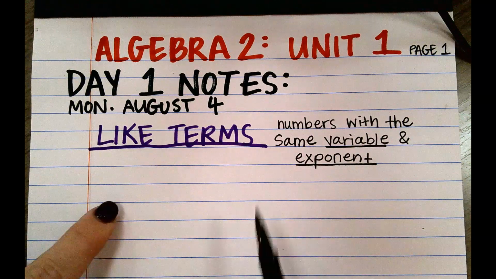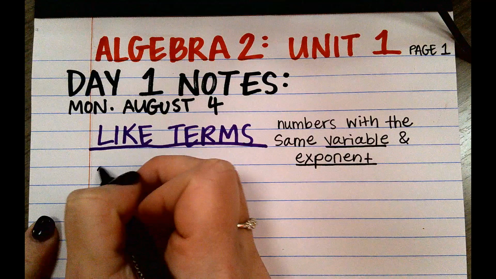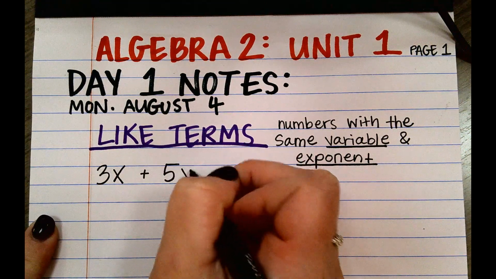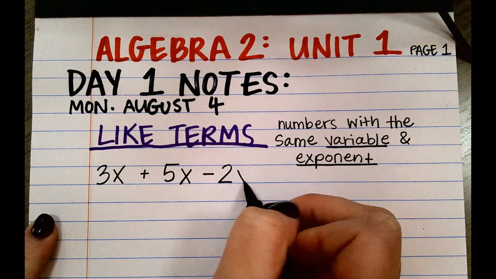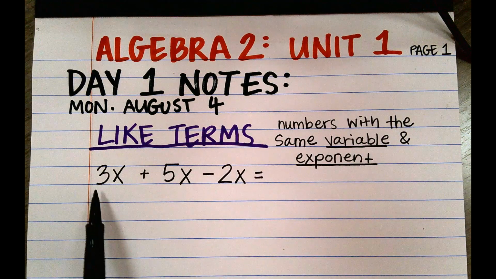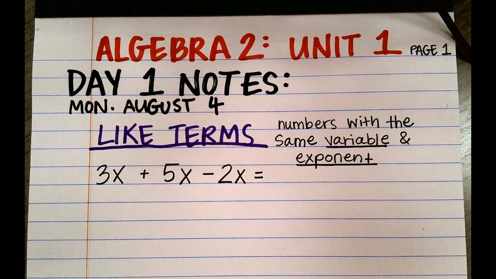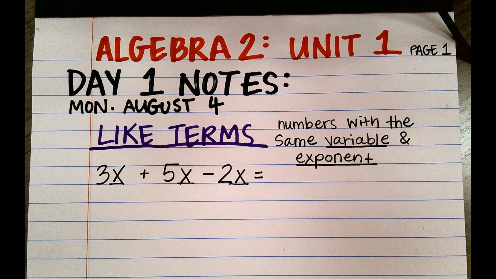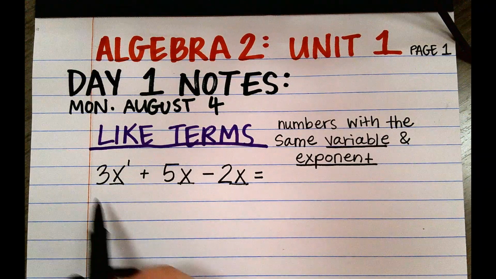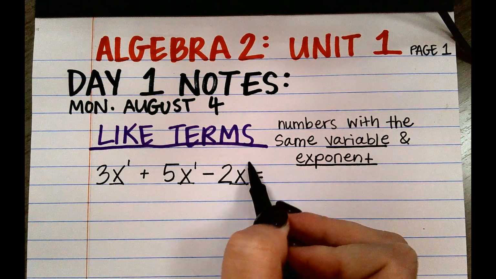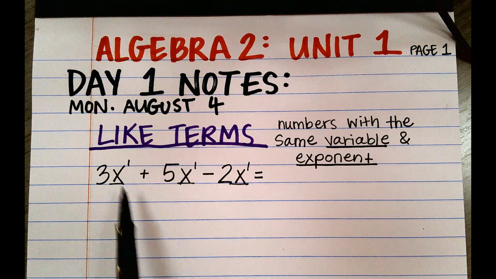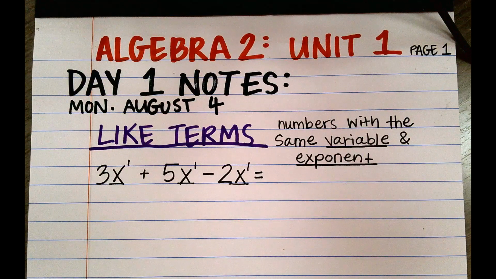Absolutely. So, for example, 3x plus 5x minus 2x. First of all, are these like terms? Yes, they are. They all have x. And there's no exponent, but technically we could think there's like an invisible 1, x to the first power, x to the first, x to the first. So they match. Now, since they're like terms, can I simplify this expression here? Yes, I can. What would I do to simplify this?